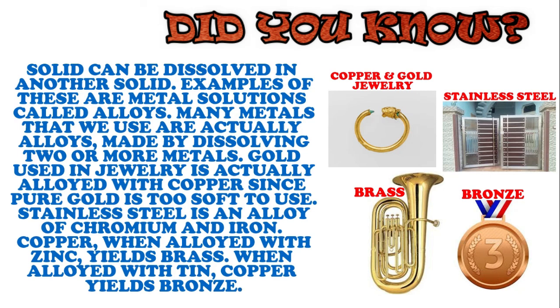Gold used in jewelry is actually alloyed with copper since pure gold is too soft to use. Stainless steel is an alloy of chromium and iron. Copper, when alloyed with zinc, yields brass. When alloyed with tin, copper yields bronze.